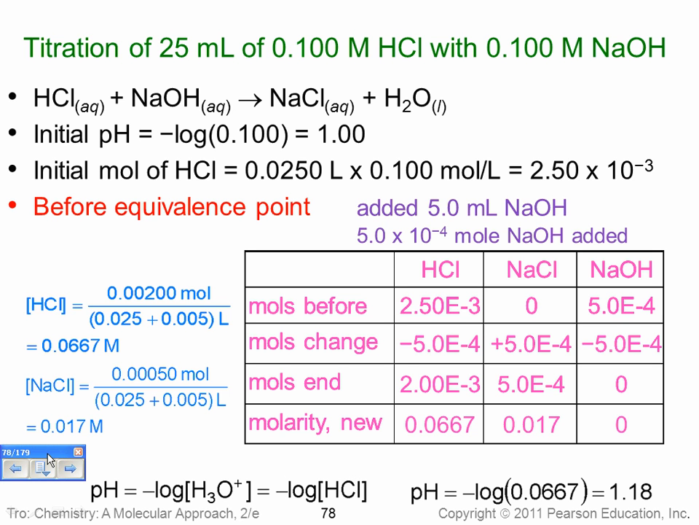So I started at a pH of 1 with just 25 milliliters of 0.1 molar hydrochloric acid. I added 5 milliliters of 0.1 molar sodium hydroxide. It neutralized the equivalent amount of moles. And then what I had left is now in a new volume, and boom, this is my concentration. And that, therefore, is my pH.